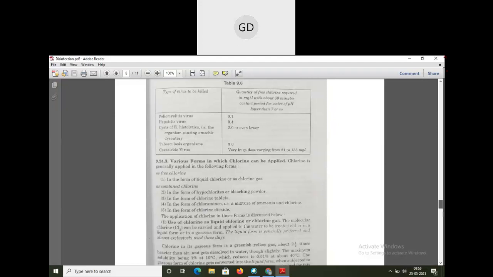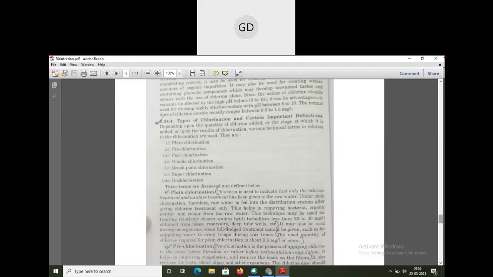So these are the different forms by which you can add chlorine to the water. Next, we come to the types of chlorination and certain important definitions. So, we have the different types of chlorinations. What are the different types of chlorinations?